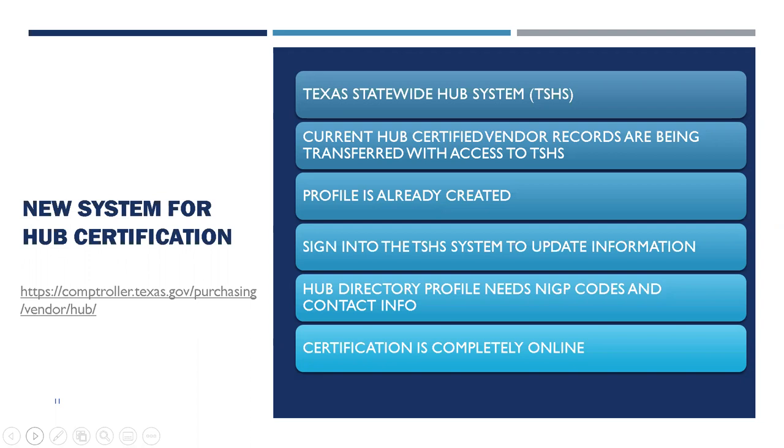So we do everything through a system now. That system helps us maintain our audit requirements and maintain that we are completing everything within the time that's required. Profiles are listed with NIGP codes. Vendors can get into the system to update their information. And the HUB directory is listed with the NIGP codes and contact information on the centralized master bidders list website. Certification is completely online. And as I said before, it is free. Next slide.